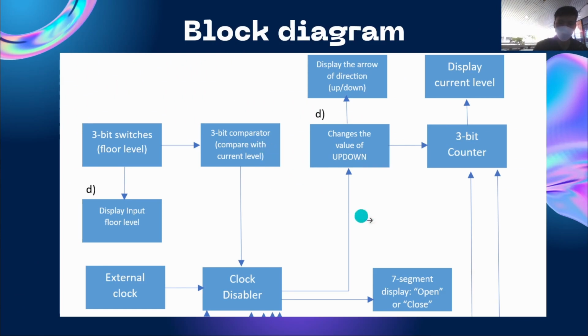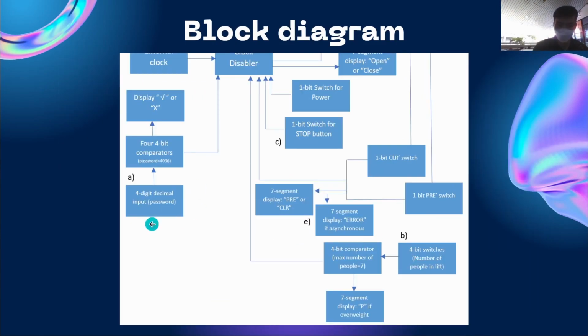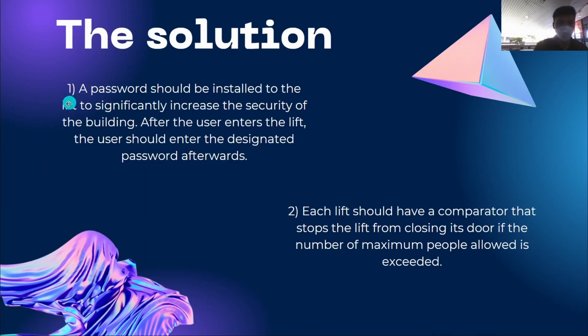For the first part, which is part A, a password should be installed in the lift to significantly increase the security of the building. After the user enters the lift, the user should enter the designated password. There's an indicator in the shape of a cross that will light up until the correct password is entered. Only after the password is entered correctly will the X indicator turn off and the right indicator light up, and the lift will take commands from the user and function accordingly.